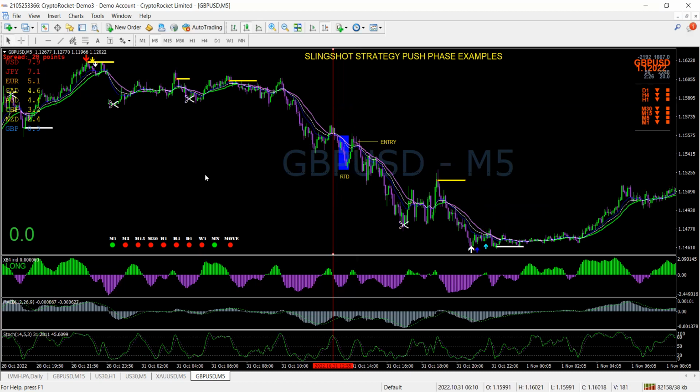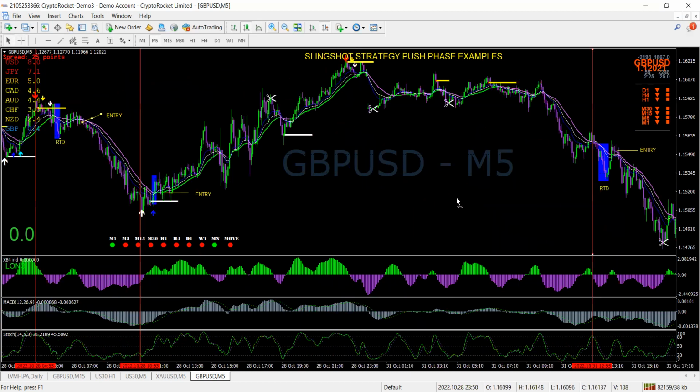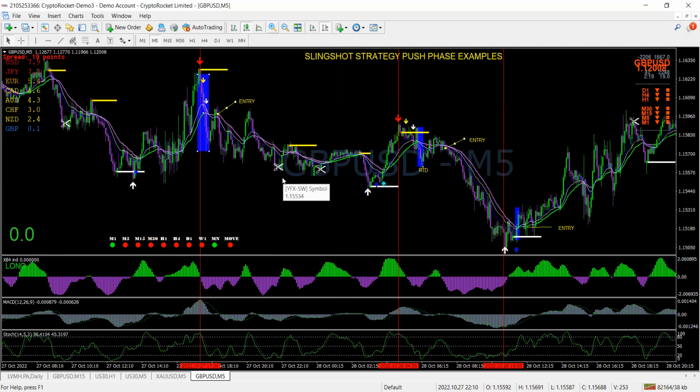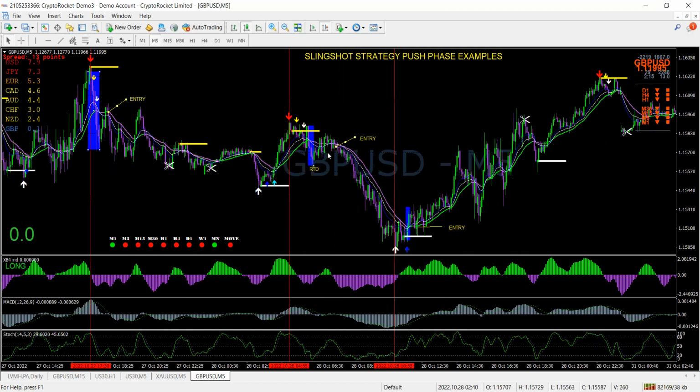All right. So hopefully after watching this short tutorial, you have a good idea of what the push phase is, and now you know why you don't want to enter in these phases, because what our goal is going to be at entry is to minimize drawdown and get into the market with the best risk to reward.